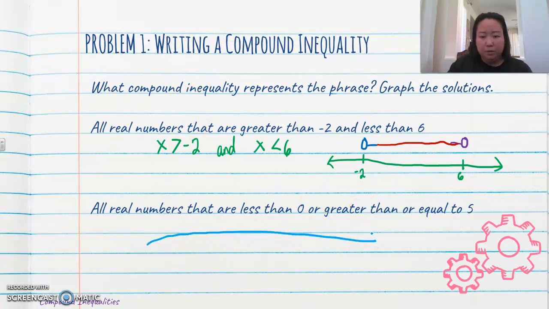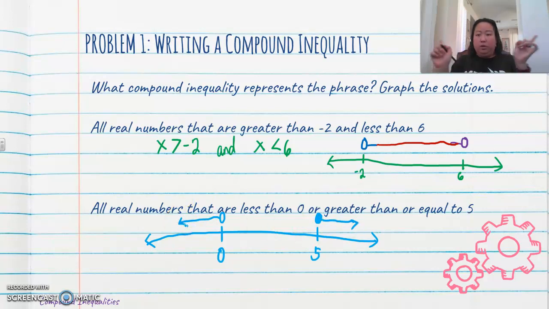Okay, so we have 0 over here, and 5 is the other reference number. Less than 0 is going to be a hollow dot on 0, pointing to the left. Greater than or equal to 5 is going to be a solid dot on positive 5, and greater than are all to the right. And so you will see that the graph will be pointing in different directions.